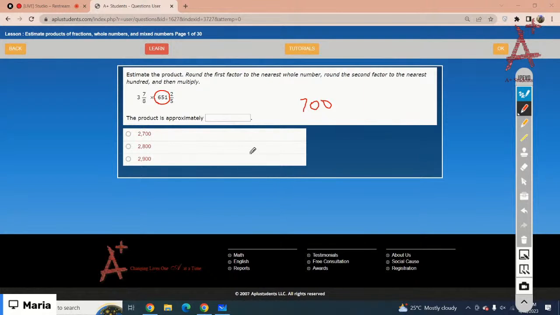And then look at the 7 over 8, the fractional part for this one. 7 over 8 is greater than 1 over 2. Got it? That means you have to round off this factor to 4. So it would be 4 times 700. Got it? And 4 times 700 would be 2800. Got it? If you have any question, you can just write down the question in the chat box. So the correct option is 2800. Got it?